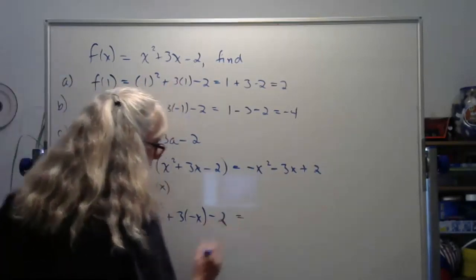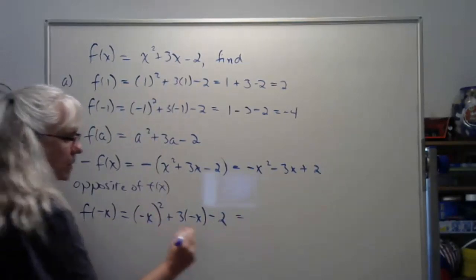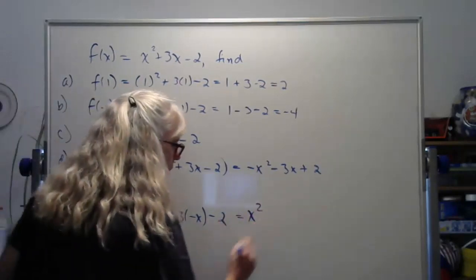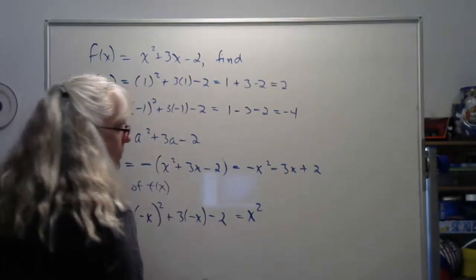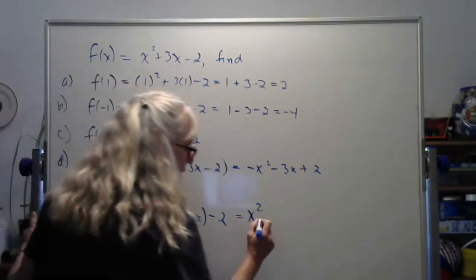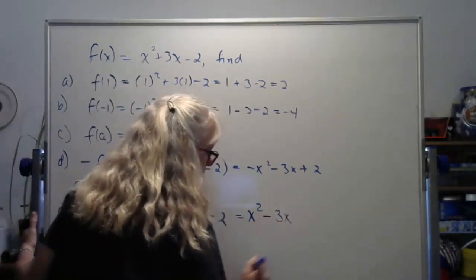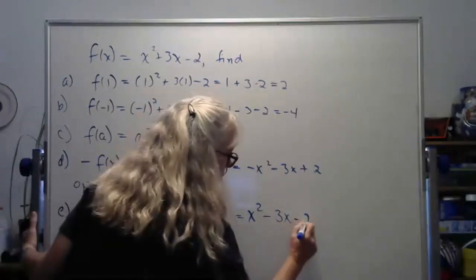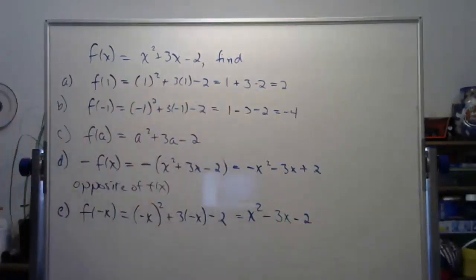So now we're going to clean that up. A negative number squared becomes a positive number. So all I'm really doing when I square this is dropping it. You're taking negative x times negative x. That's a positive x squared. The positive 3 times that negative x is going to make that into a minus 3x. And then the 2 we didn't touch, so it comes along as a negative 2.